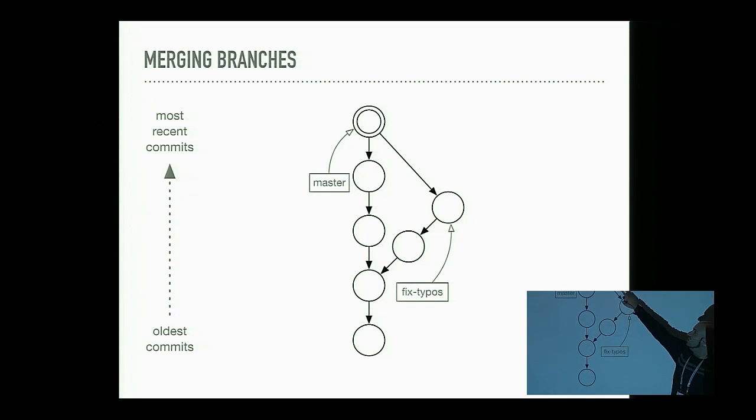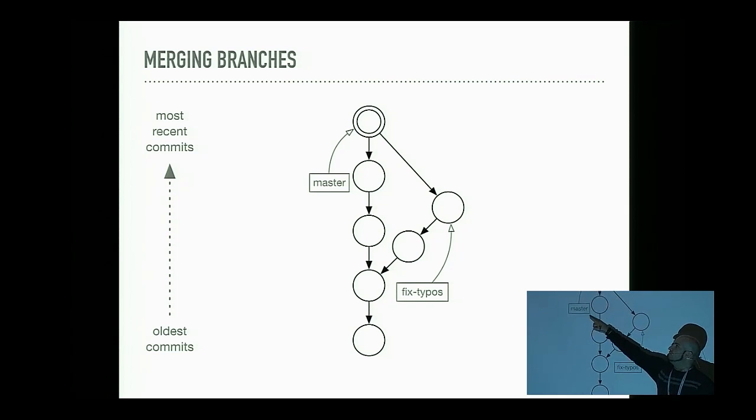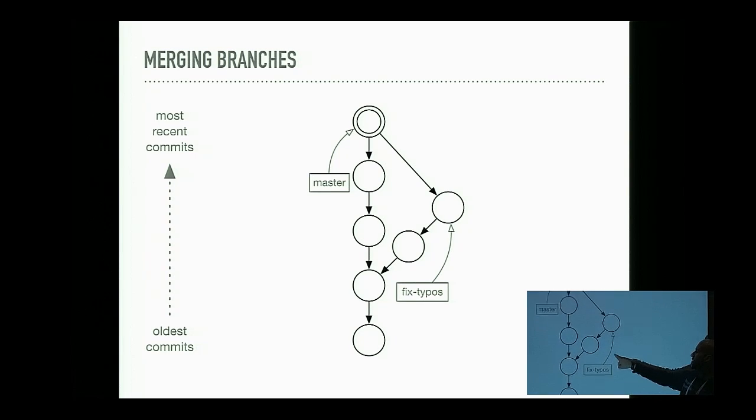You have added a new commit to this repository and you have changed the master pointer to point to it. But this pointer hasn't changed. And so you can still check out this branch and it is exactly the same as it was before. Okay, so the merge commit is in the master log, but it is not in the fixed typos log. Correct. Does all of that make sense?